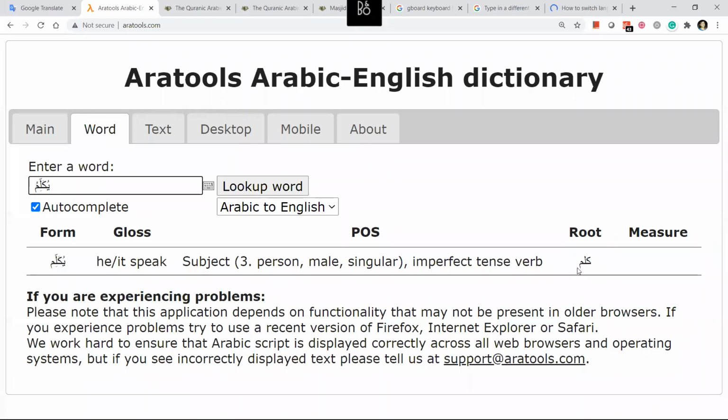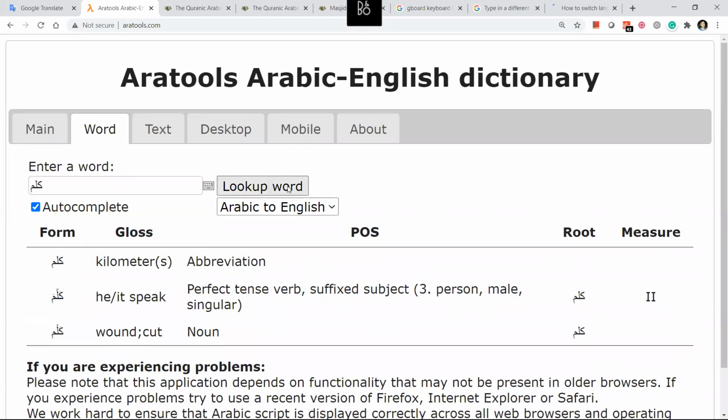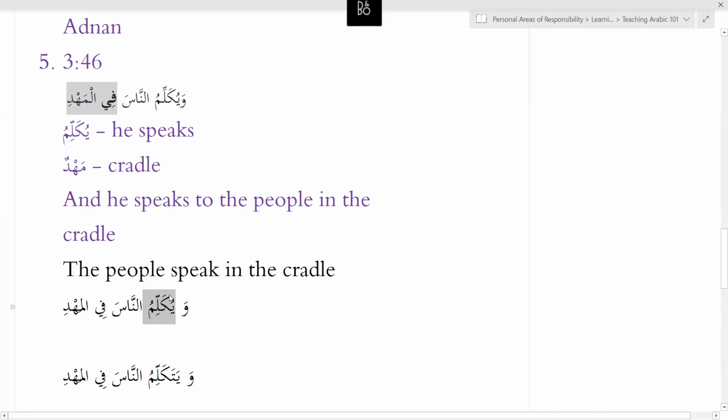Kaf, lam, mim is the root word. If I take out the u, I just put kaf, lam, mim. Okay, it doesn't show. But in the present tense, you will see that these are derivatives of the same word. So yukallimu and yatakallamu are slightly different words conveying slightly different meaning.